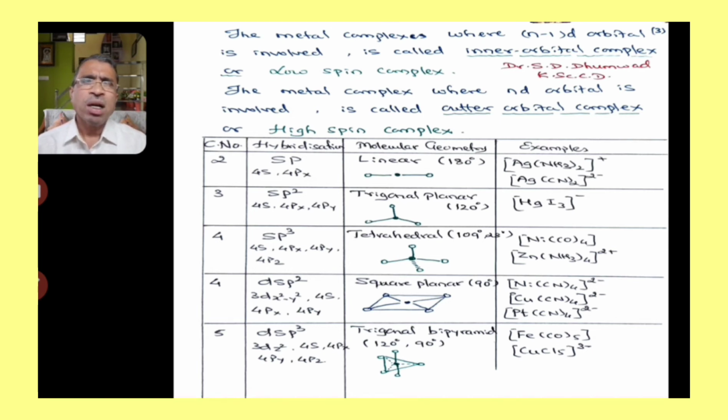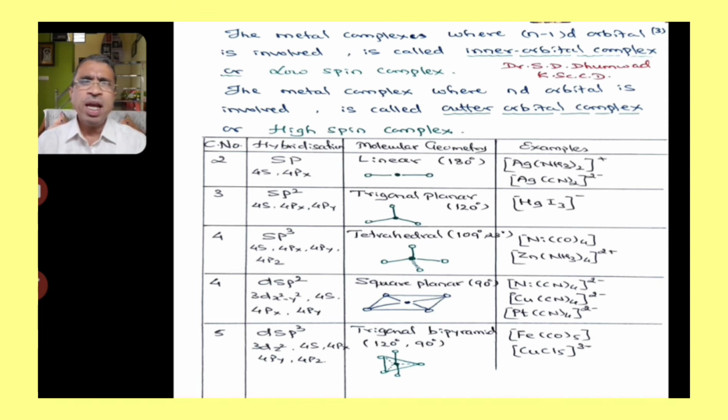Coming to coordination number 3 complexes. These complexes are very rare and the hybridization in these complexes is sp2, where 4s, 4px and 4py are involved in the hybridization, giving trigonal planar geometry with a bond angle of 120 degrees. The example for this is the triiodomercurate(II) ion.